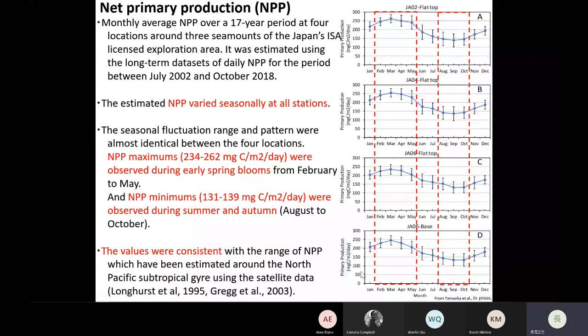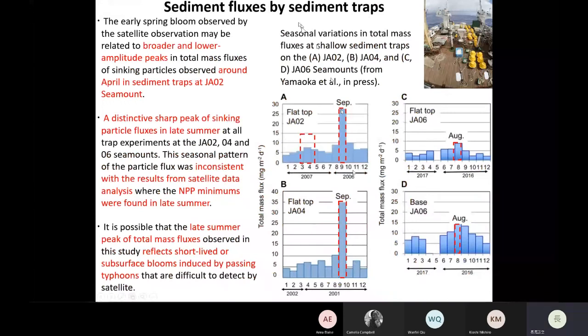And this is sediment fluxes by sediment traps. The early spring bloom observed by the satellite observation in the previous slide may be related to broader and lower amplitude peaks, like this, in total mass fluxes of sinking particles observed around April in sediment traps at JA02 seamount. In addition, a distinctive sharp peak of sinking particle fluxes in late summer was observed in all trap experiments at the JA02, JA04, JA06 seamounts.